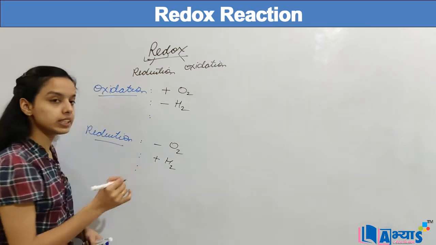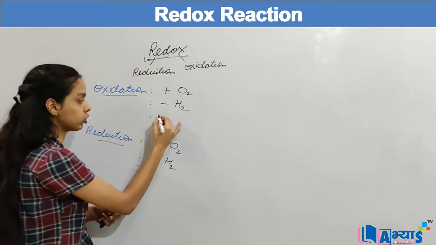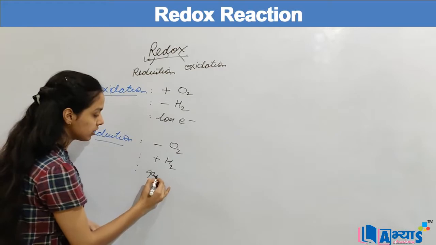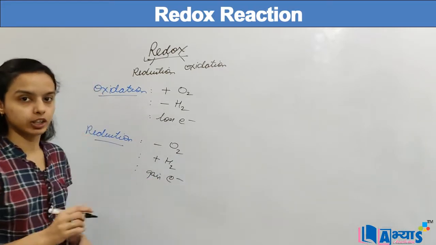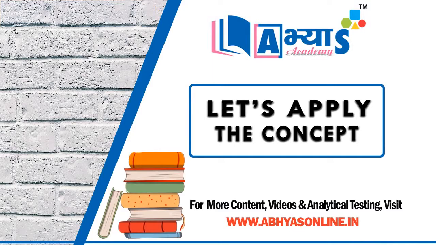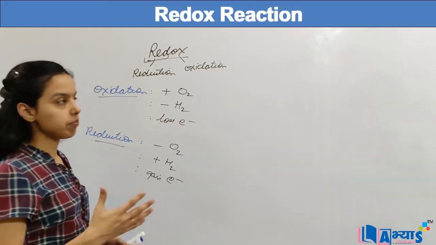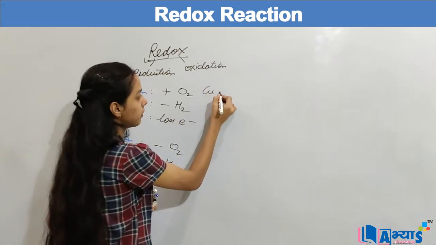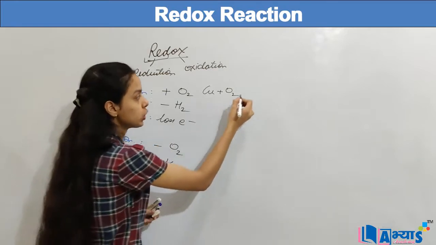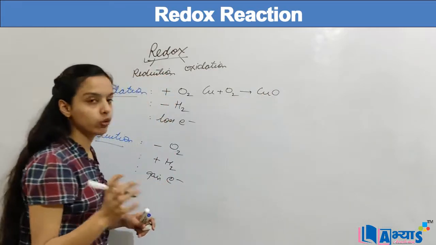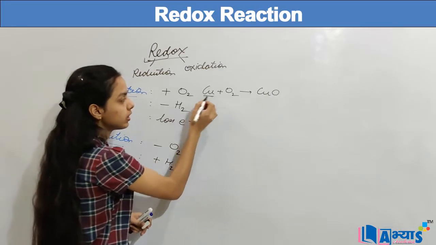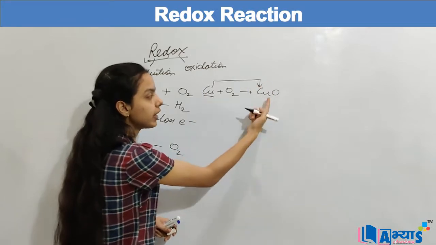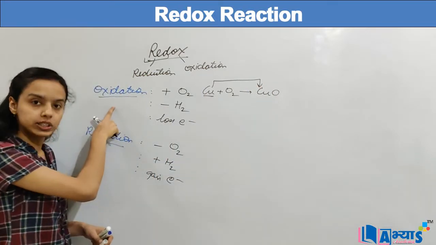The third characteristic is that whenever there is loss of electrons, it is oxidation, and when there is gain of electrons, it is reduction. Now let us take an example to understand the oxidation and reduction reactions. For example, if I have copper and I am adding oxygen, it will become copper oxide. You can clearly see that in the reactant we had no oxygen, but when it formed this product, there is addition of oxygen. That means it is an oxidation reaction.